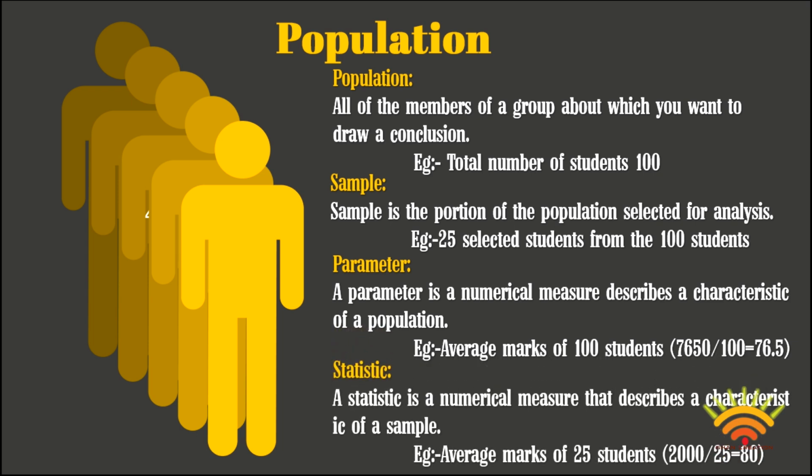Statistic. A statistic is a numerical measure that describes a characteristic of a sample. For example, in my classroom there are 100 students learning a particular subject, but I have selected 25 students and entered the marks of those 25 students and calculated the average of those 25 students. That is called a statistic. The marks of those 25 students will be added, then the total marks will be divided by 25. Then the average marks is called a statistic. It describes the characteristic of a sample.